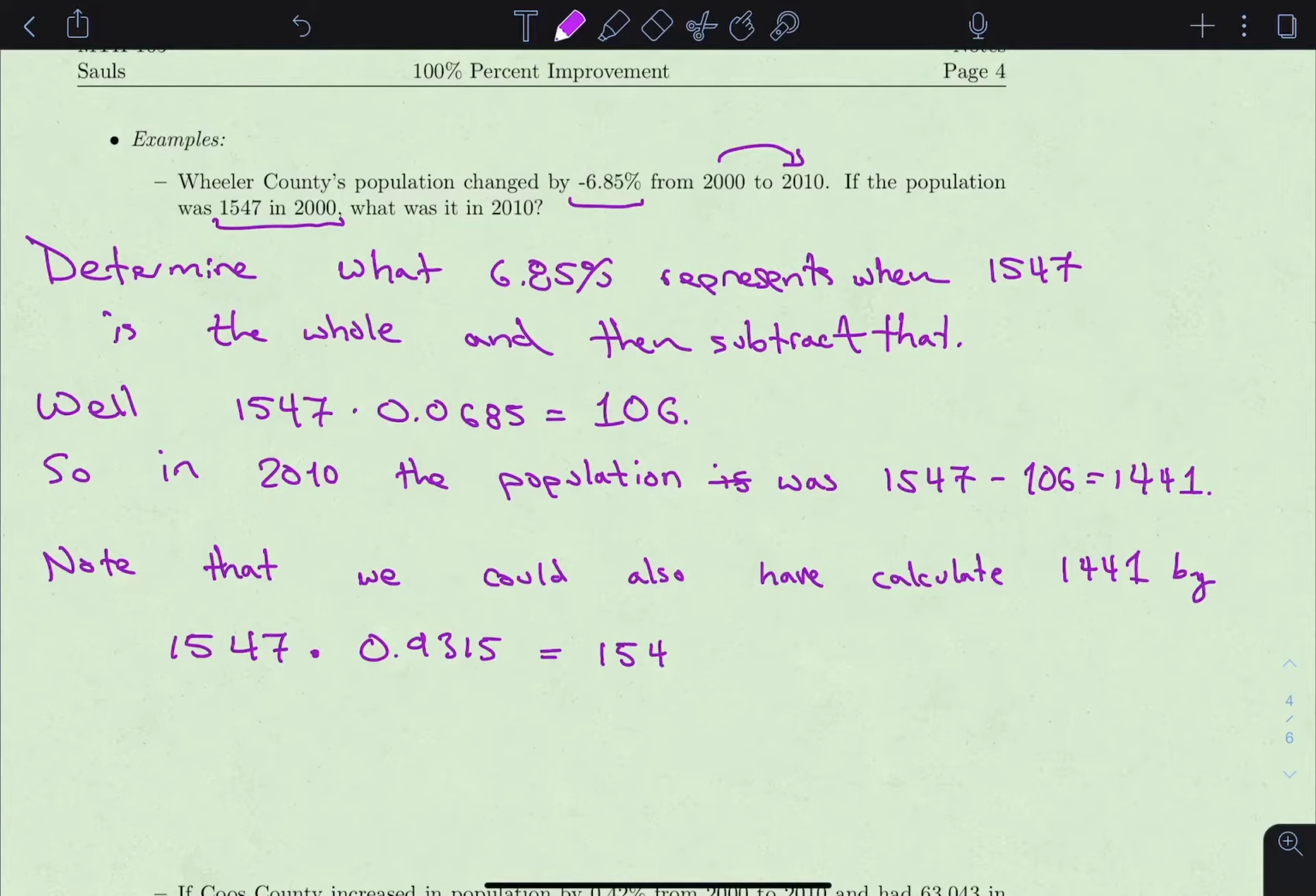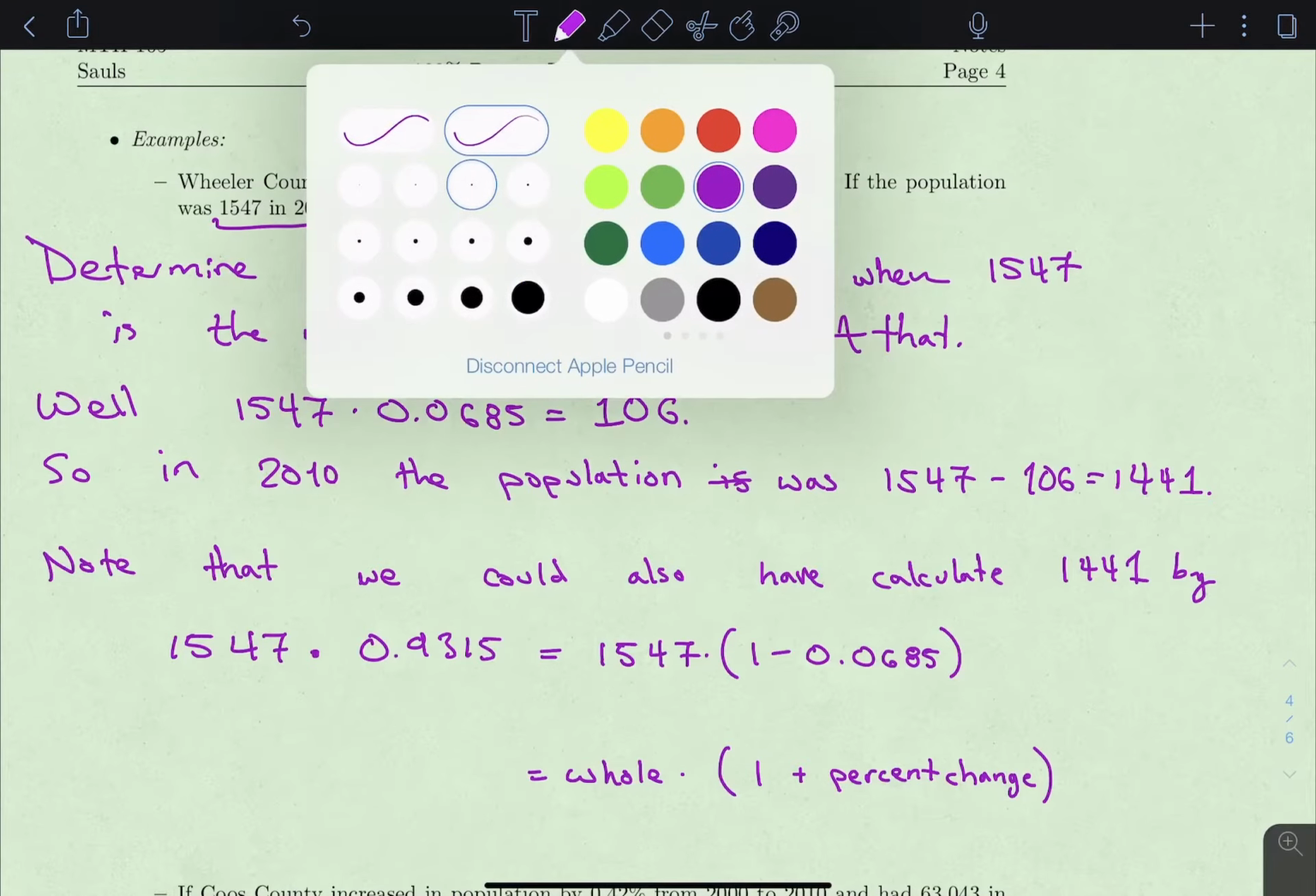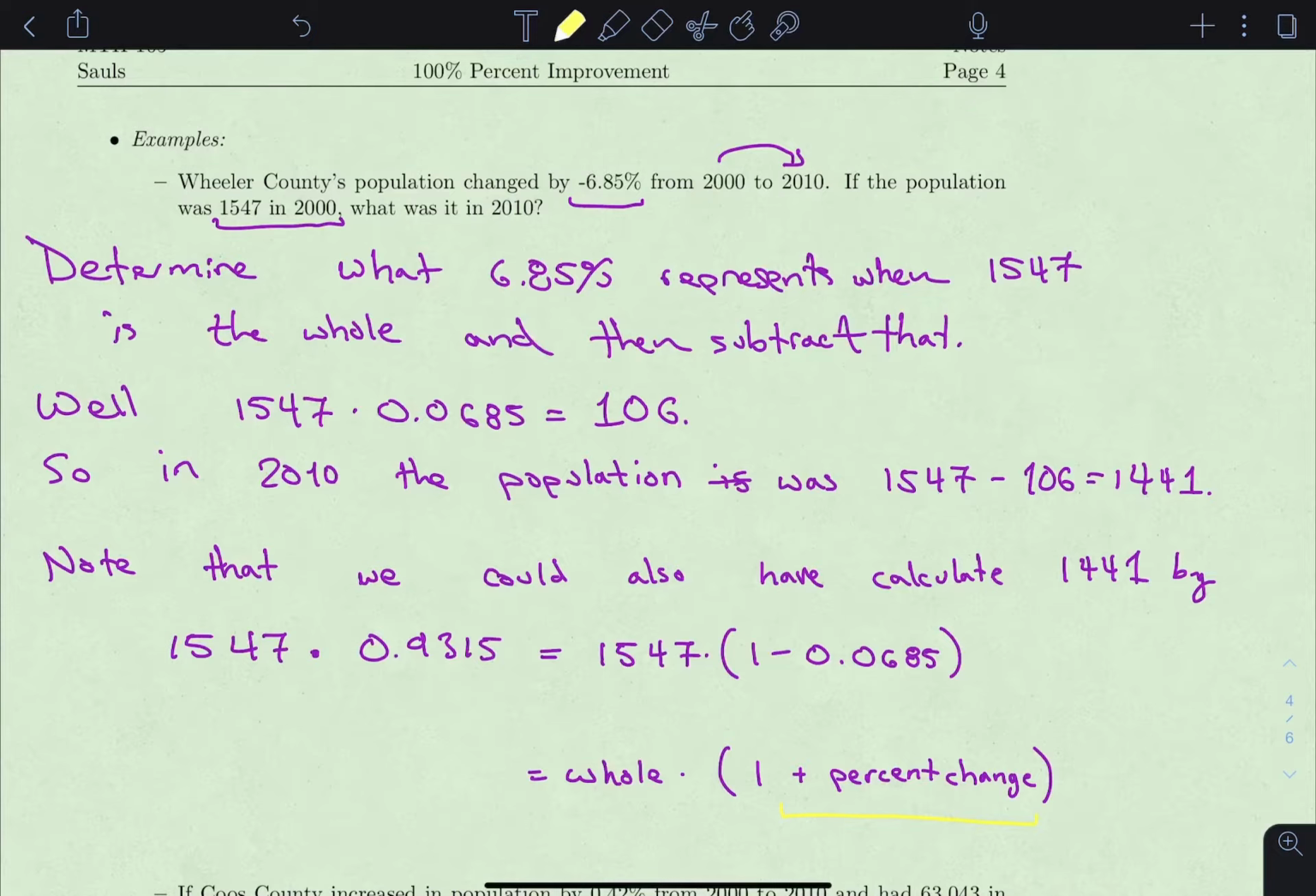This is 1547 times 1 minus 0.0685. So just like when you are calculating percent change that is positive, something grew by a certain percent, you can multiply by 1 point, whatever that percent is, written as a decimal. You can also do that same thing for when something is decreasing. So anytime there's a change in a value by a percent, it's always going to be that whole times 1 plus percent change. And since our percent change was negative this time, that plus sign turned into a minus sign. But that would have also worked if we were growing by 6.85%, then the change would have been positive.